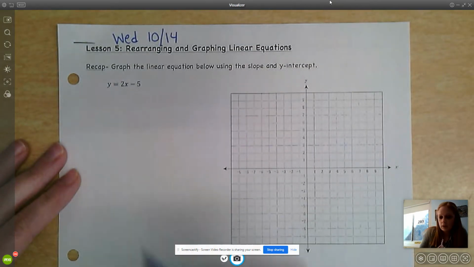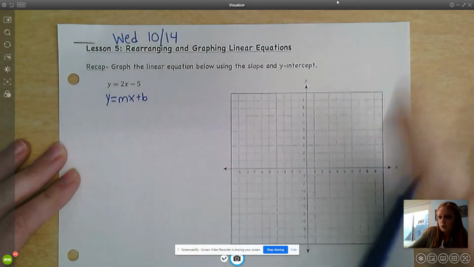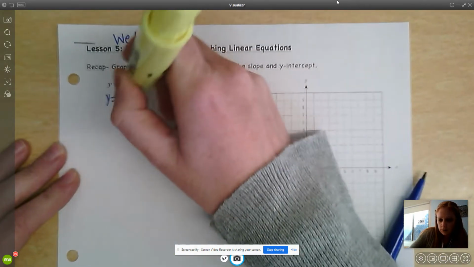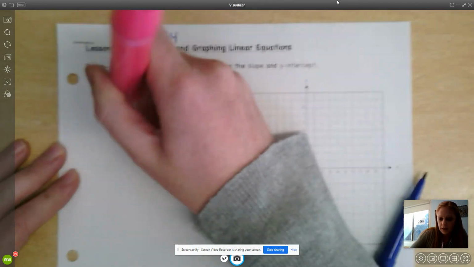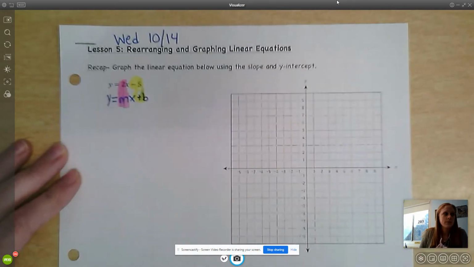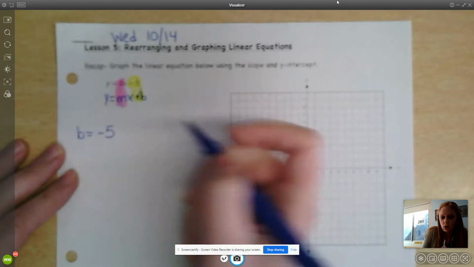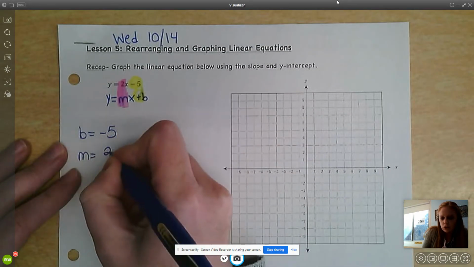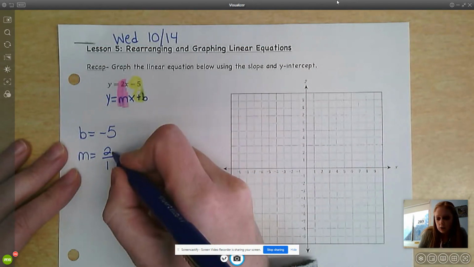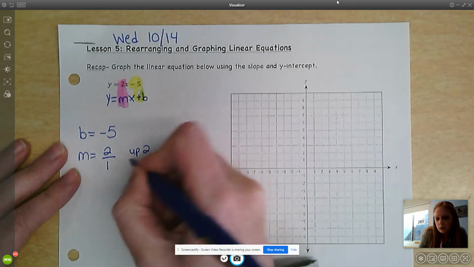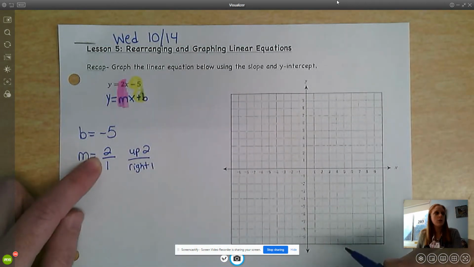Okay, so remember it's y equals mx plus b. So my b is going to be my negative 5. My m is going to be the number in front of the x, which is our 2. So b equals negative 5. That minus sign comes along with the 5. And my m is a 2, but I'm going to write it over 1 because we want our slope to be fractions. So since it's positive, that means we're going to be going up 2, right 1. If this was a negative 2, we'd be going down 2.